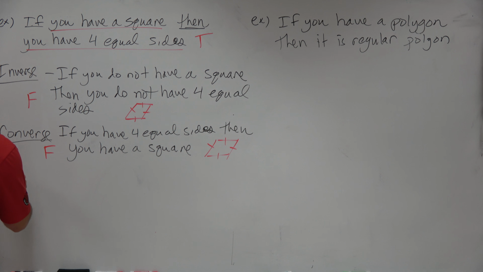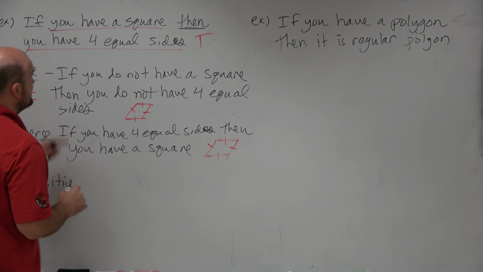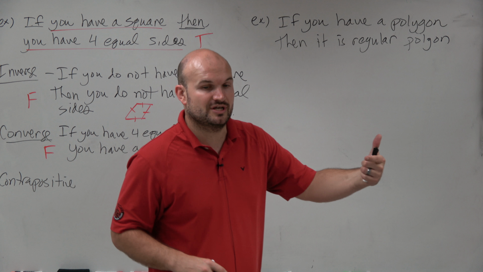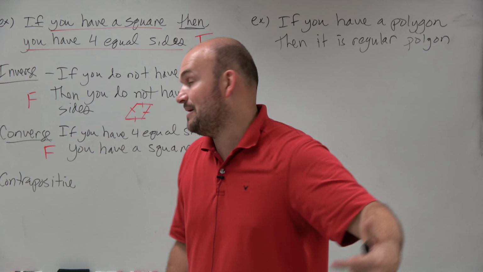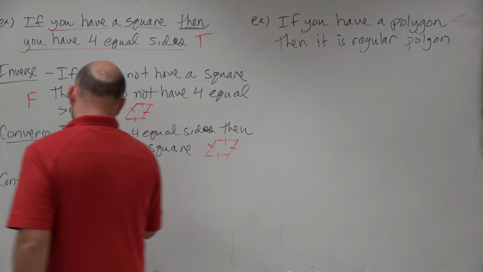So then the last one is to look at the contrapositive. The contrapositive is going to be the opposite of the conclusion, then the opposite of the hypothesis. So if you do not have 4 equal sides, then you do not have a square.